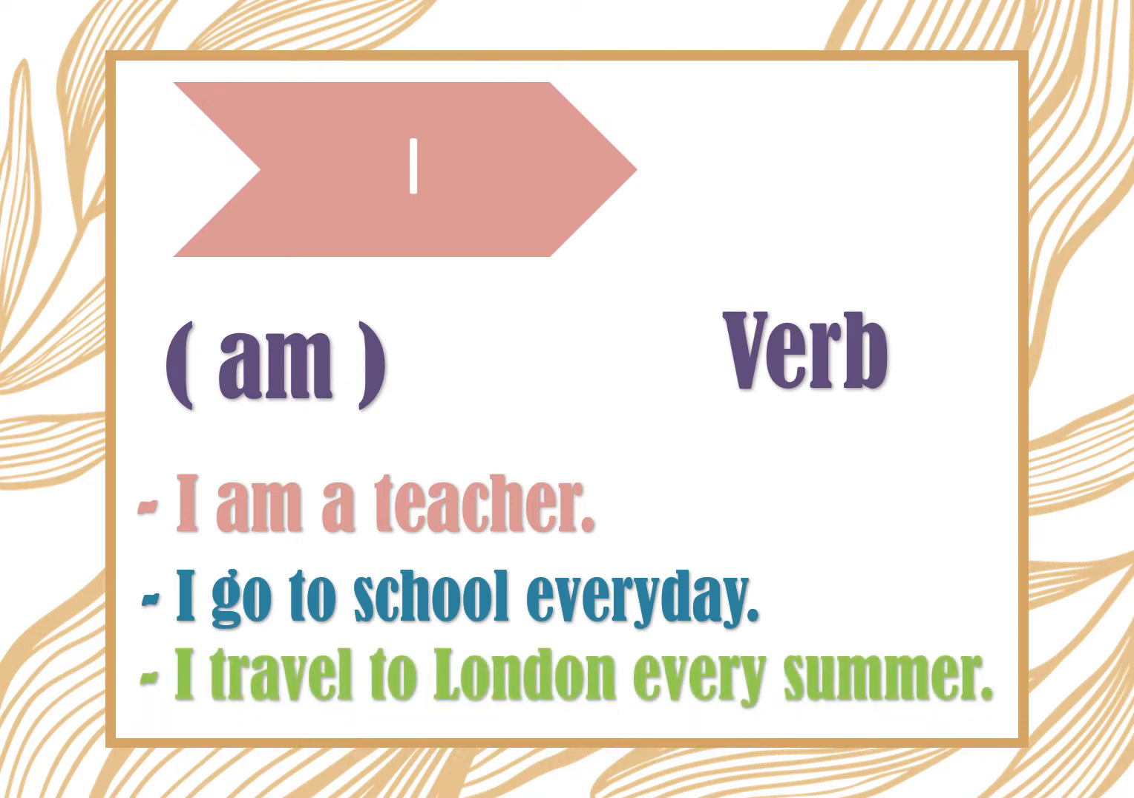I travel to London every summer. So the keyword here is every summer. And here I didn't add anything to the verb. So we have it here in this sentence like this. I travel to London every summer.